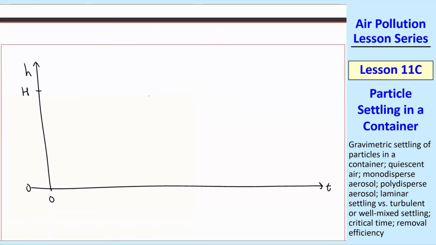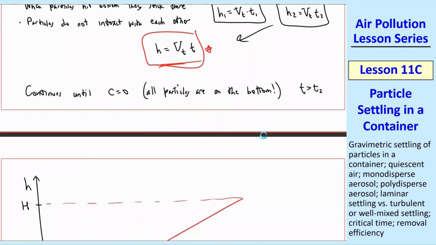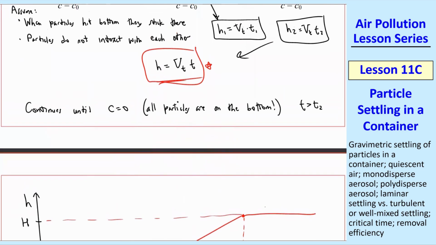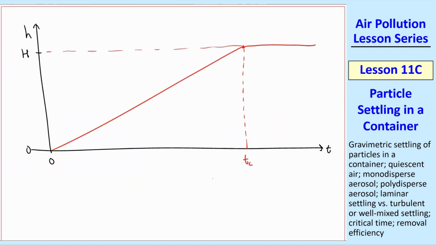So initially it's 0, and this is a linear equation. So h just grows with time until little h is equal to capital H, which means that we're completely clean now. All we have is clean air, and all the particles are on the bottom of the container. Let's call this Tc, which we'll call the critical time. The time it takes for all the particles to fall to the bottom of the container. And beyond that time, the air is perfectly clean.